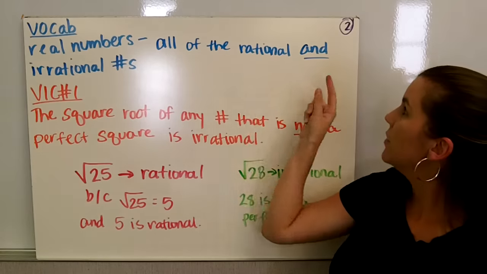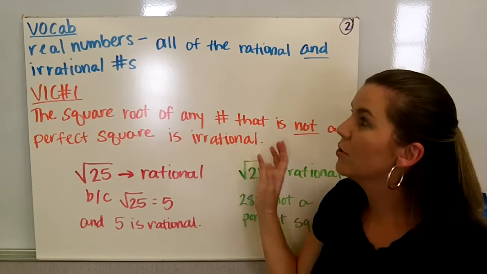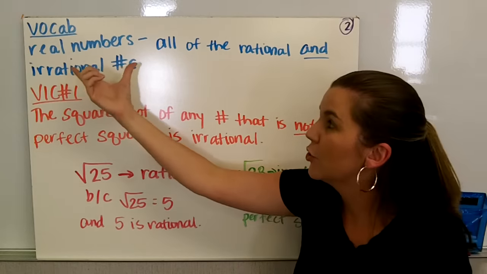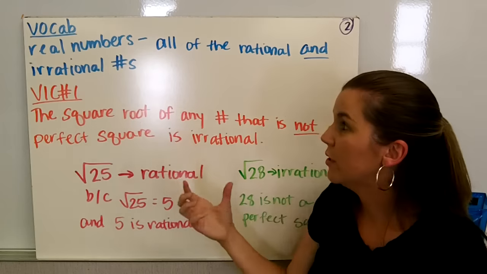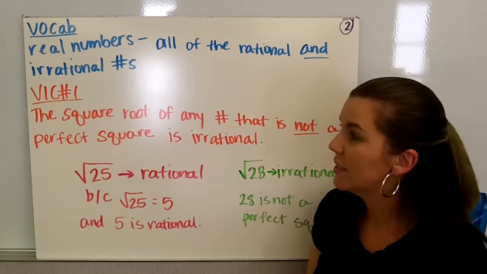Real numbers. All of the rational and irrational numbers. So this is the largest group of numbers. We call them real. It has all the rational and irrational inside.